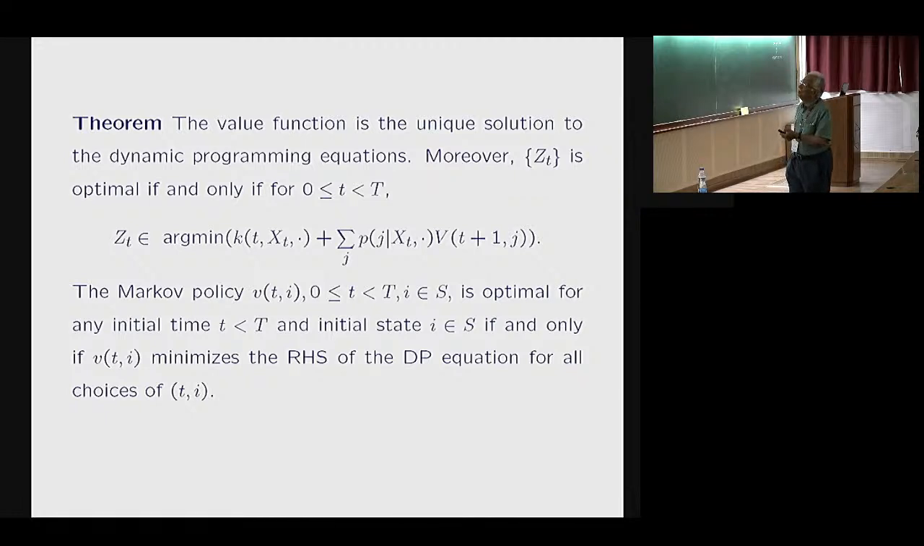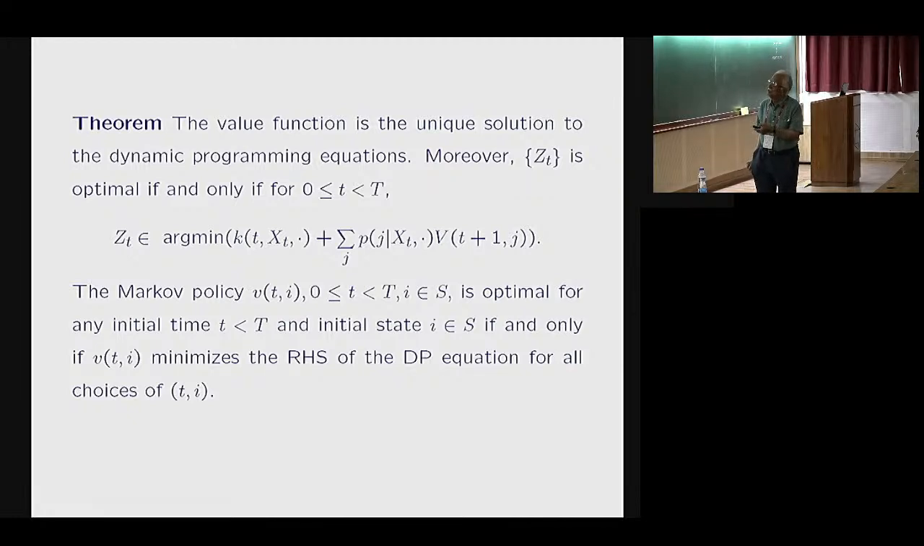So if I have solved for v, then any z_t which is in the minimizer of this object will be the optimal choice. And you can see that because this depends only on x_t and t, you will get some Markov policy v_{t,i} as an optimal choice, and the Markov policy is optimal if and only if you can satisfy this. Okay. So this is the simplest problem.